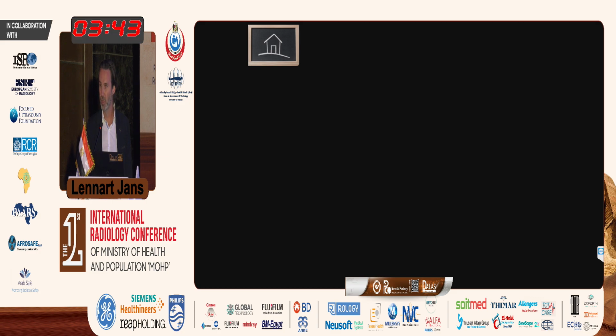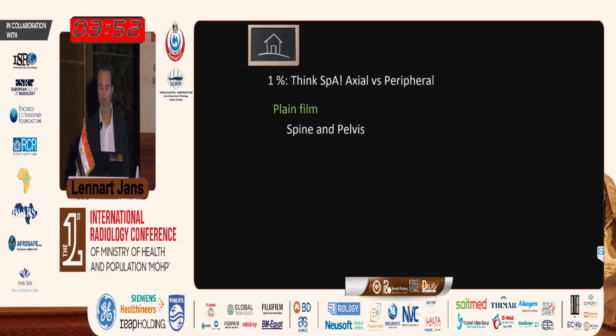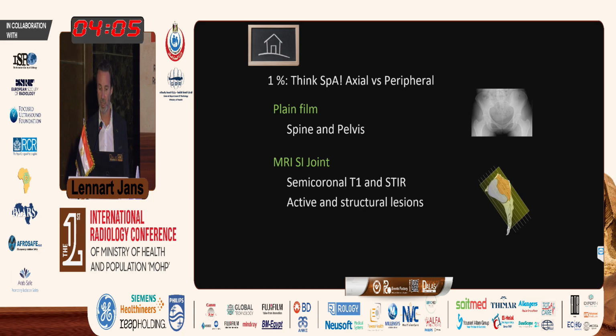So my take-home points from this brief presentation would be that spondyloarthritis and rheumatic diseases are very common, so keep them in mind when you're making your reports. If you do a plain film, do not forget to include the whole pelvis, including the hip. MRI of the sacroiliac joint is really a beautiful examination, and I think that we need to do it well for our patients. So semi-coronal T1 and STIR is essential if we want to see the active and the structural lesions. Thank you very much for your attention.